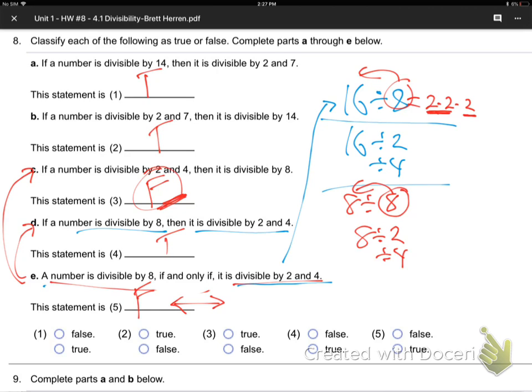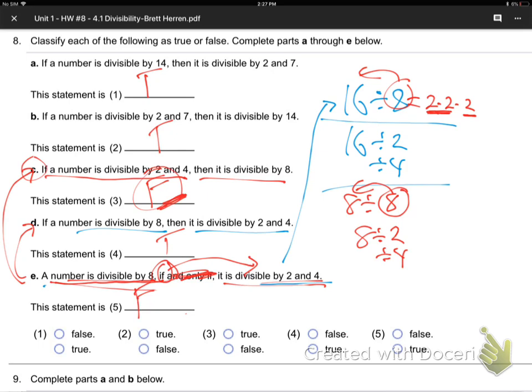Why does if and only if mean that? Well, think about the English language there. A number is divisible by 8 if, forget about the only if. Let's just do the if part first. If it's divisible by 2 and 4. See what they're saying there? They're basically saying, just turn it around. If it's divisible by 2 and 4, it's divisible by 8. This if is saying C. Does that make sense? And we already proved C was not true.